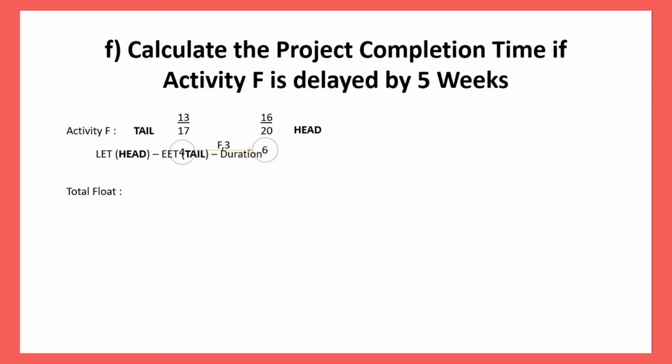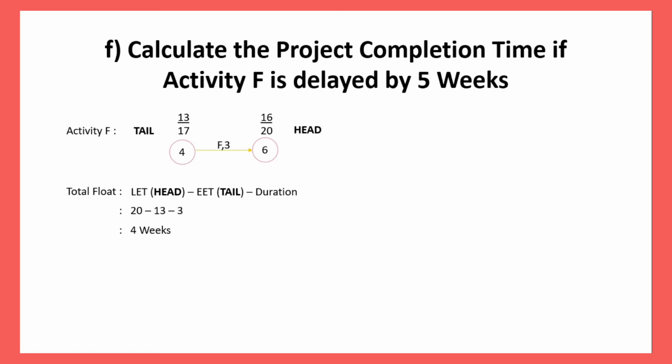In order to know the new project completion time, we need to know the total float of activity F first. The formula of total float is LET head minus EET tail minus duration. LET head is 20, EET tail is 13, and the duration is 3. Therefore, 20 minus 13 minus 3, we will get 4 weeks. The total float for activity F is 4 weeks.